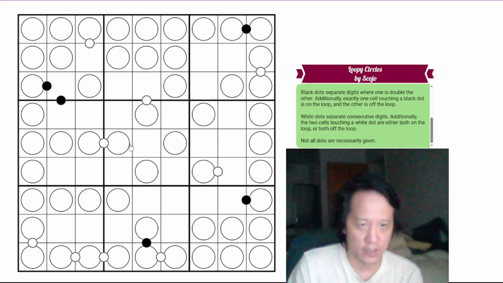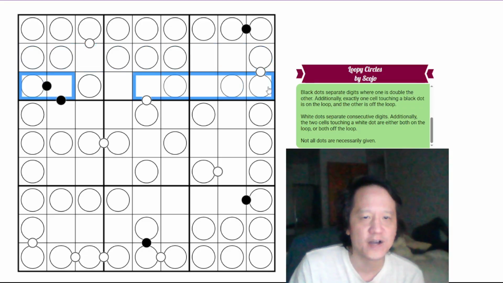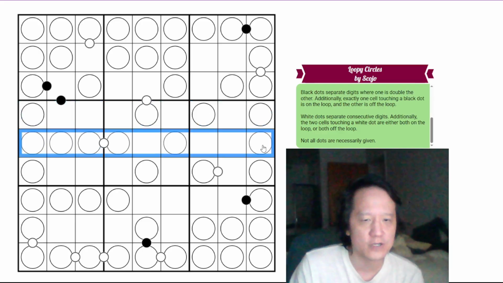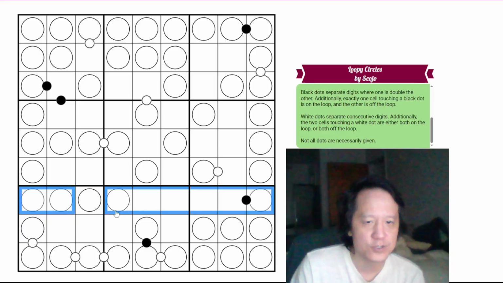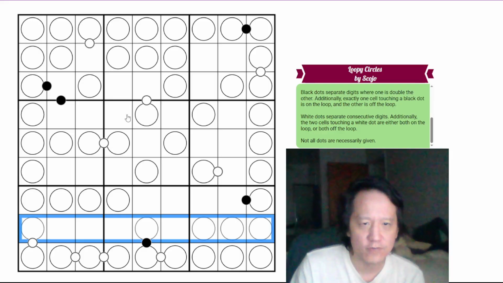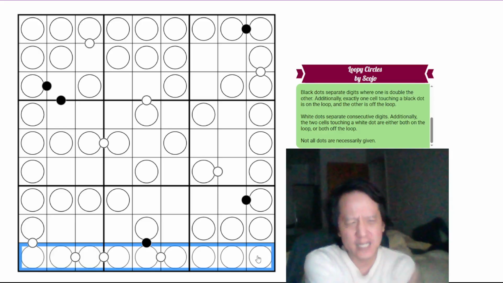Let's go. Okay. How many circles do we have? We have 9 plus 6, that's 15, plus 5, that's 20, plus 4 is 24, plus 6 is 30, plus 4 is 34, plus 5 is 39, plus 5 is 44, plus 9 is 53? Is that right?